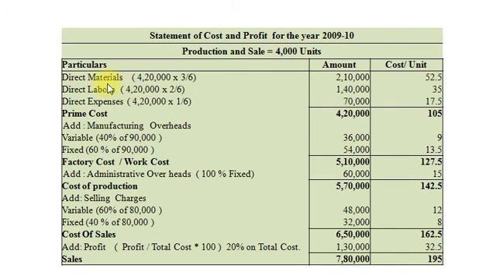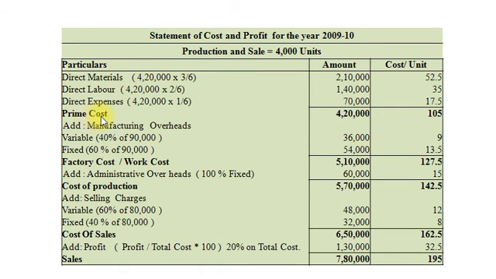First of all, direct materials 4,20,000 into 3 by 6, so it is 2,10,000, and per unit rupees 52.5. Direct labor cost 4,20,000 into 2 by 6, rupees 1,40,000, and per unit 35. Direct expenses 4,20,000 into 1 by 6, so total amount 70,000, and per unit 17.5. So by adding these three elements of cost, we get prime cost rupees 4,20,000 and per unit rupees 105.